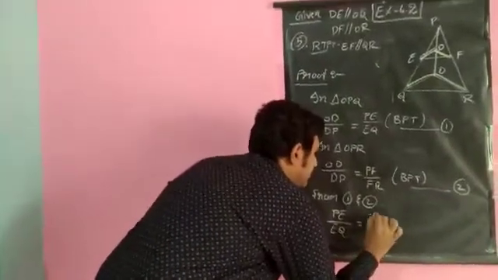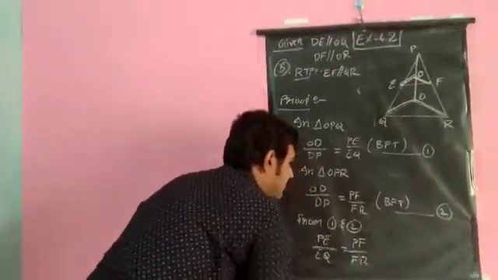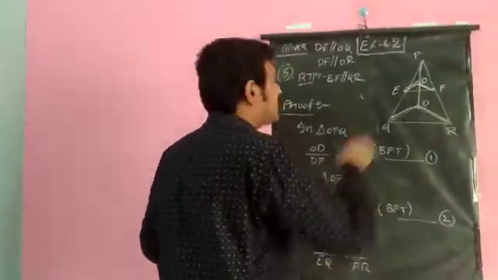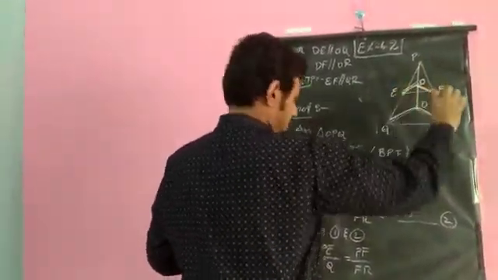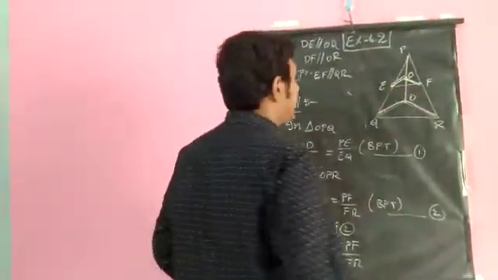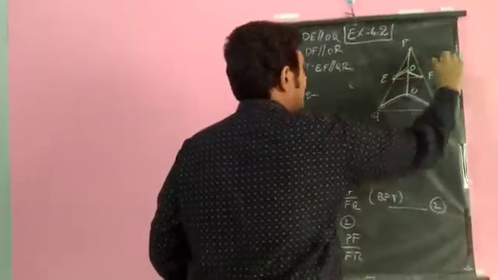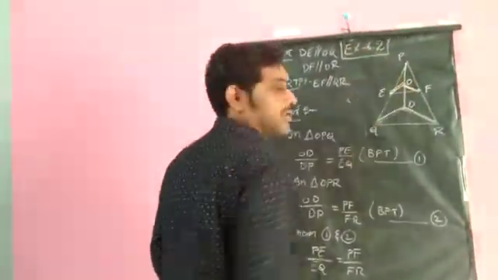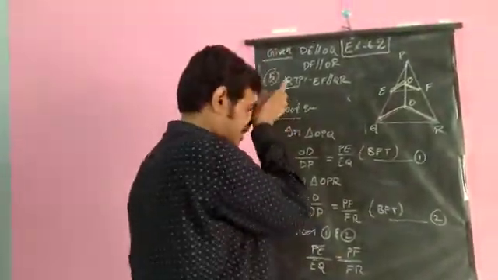PE by EQ is equal to PF by FR. Now if you try to locate this in the figure, PE by EQ and PF by FR are the parts of the sides PQ and PR, and the ratio of these two is equal to the ratio of these two. That means this EF is dividing the sides PQ and PR in the same ratio.